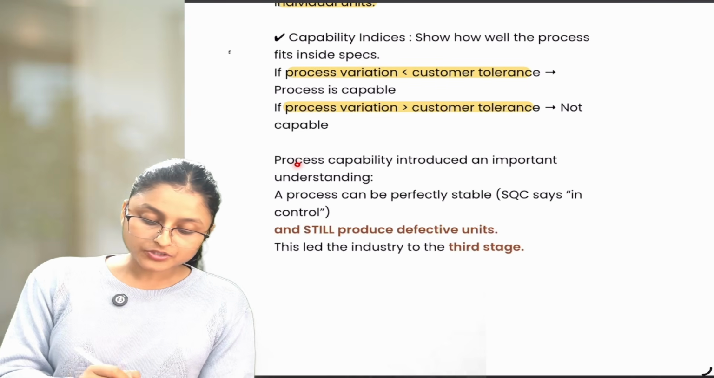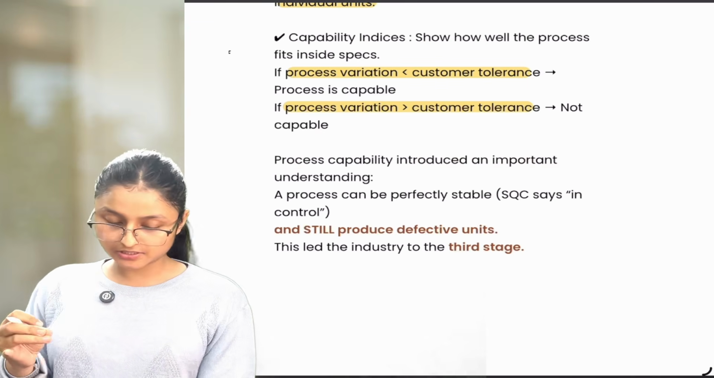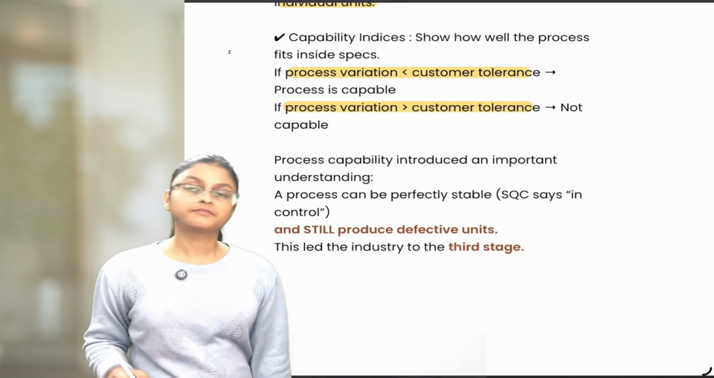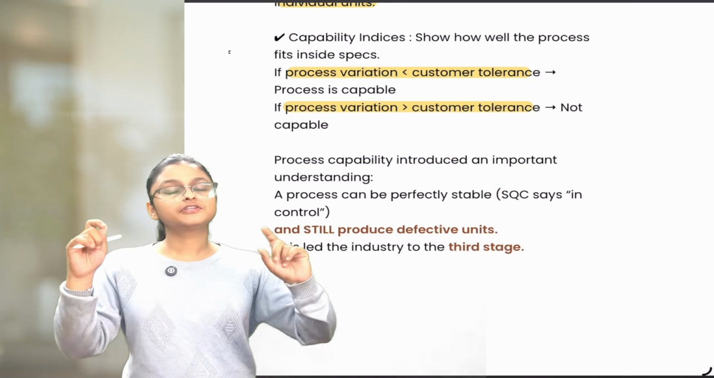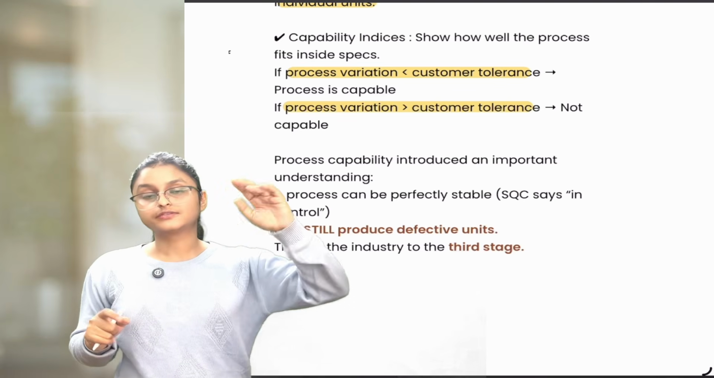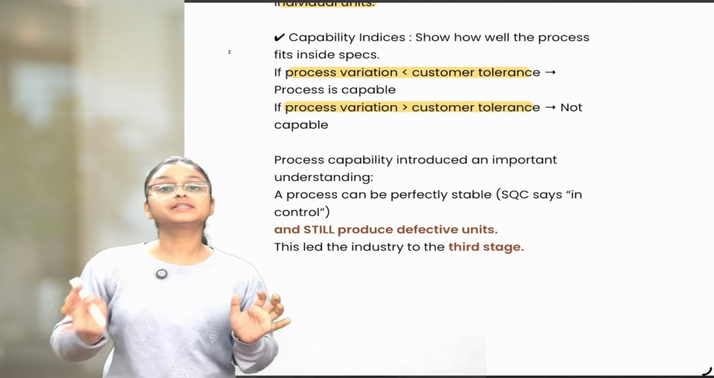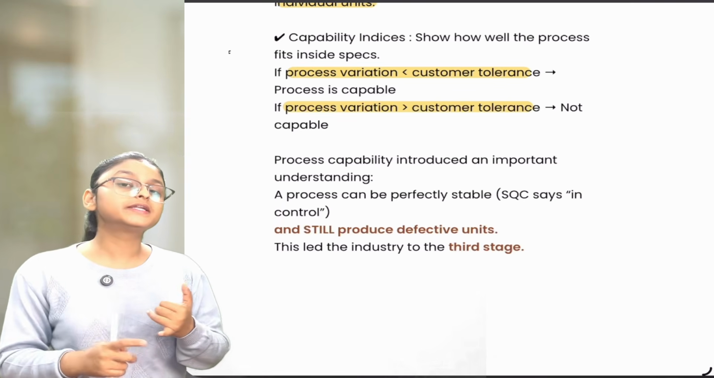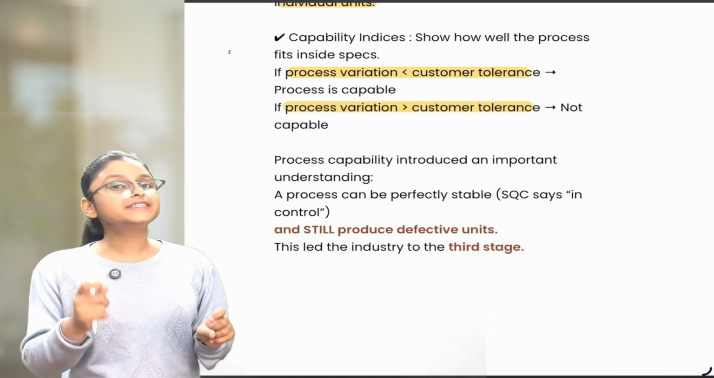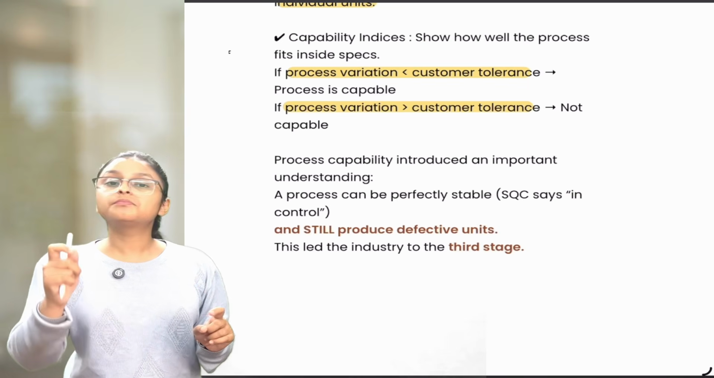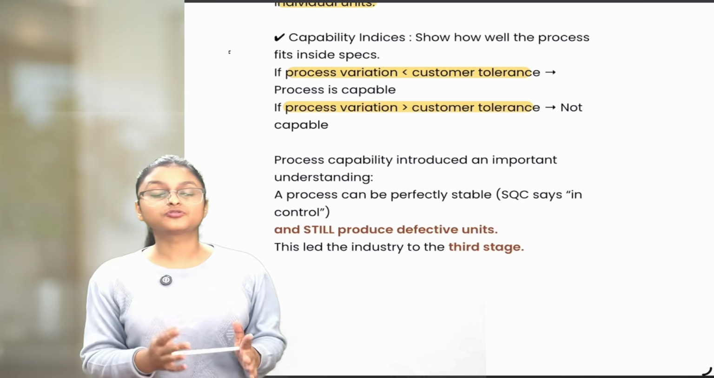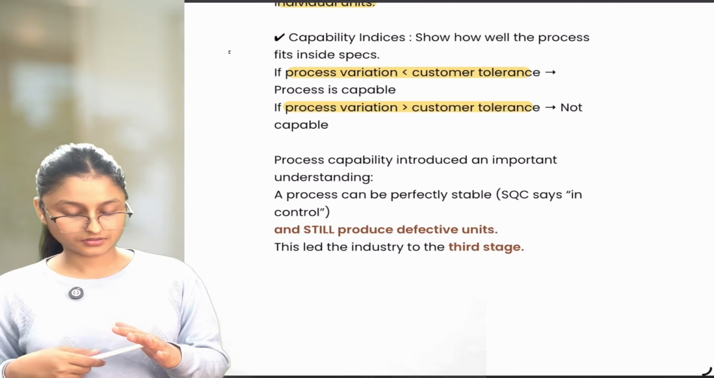Process capability introduced an important understanding that a process can be perfectly stable. A perfectly stable process is one which is able to fulfill the limits set under statistical quality control. The upper control limit and lower control limit are satisfied. Then the process will be treated as a perfectly stable process. But then also, is it guaranteed that it will be able to fulfill the requirements of the customer? Answer is no. And that is why process stability is checked.